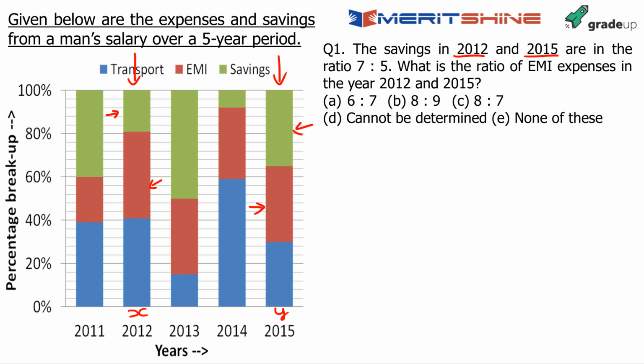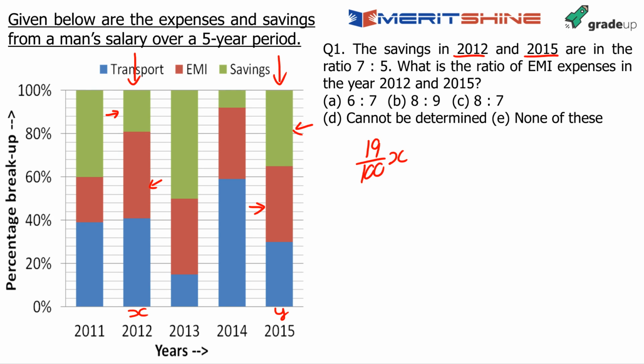This green part is approximately 19%. I don't think anybody would have a problem with this. So this is 19/100 into X. I am talking about savings in 2012, 19/100 X, if X is the total salary or the salary in 2012. Fine. What is the salary in 2015? We have assumed it to be Y.